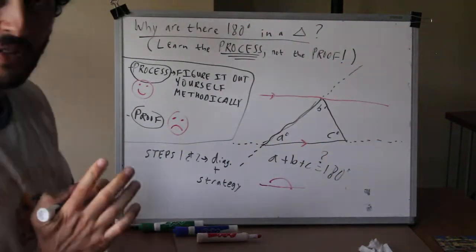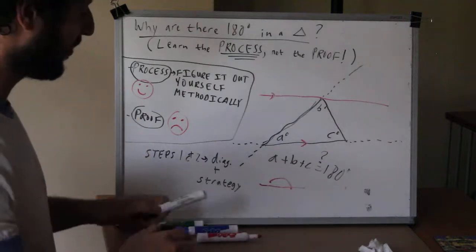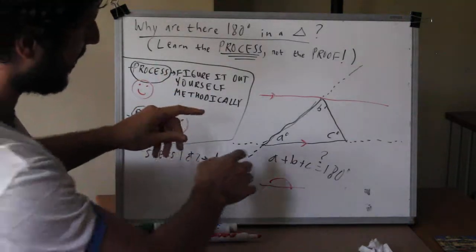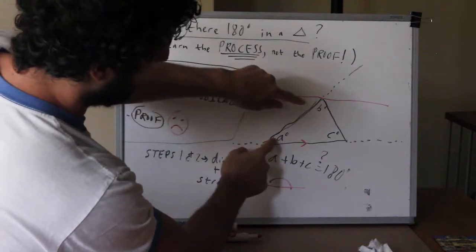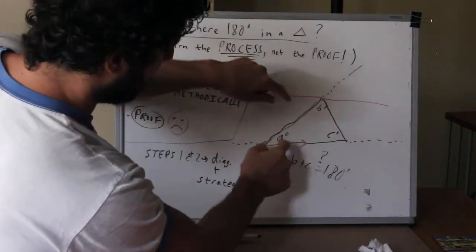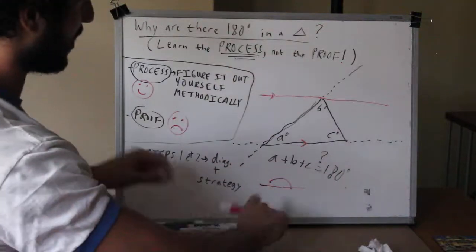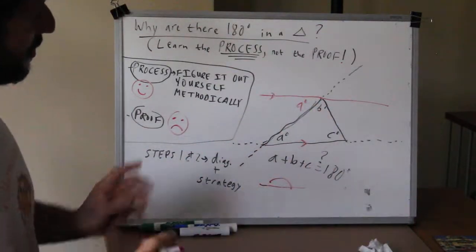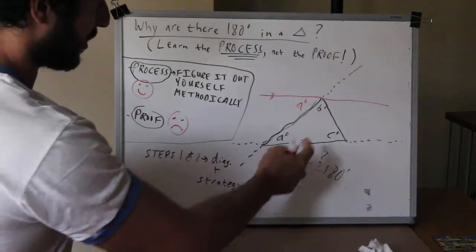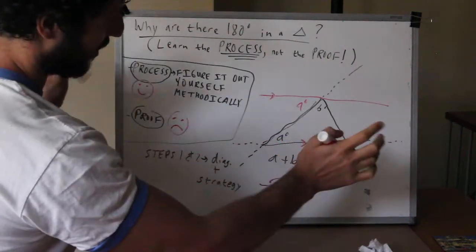So if we've done that and you go back to the previous video, we can see that we have alternate interior angles. So this angle A is the same as this. So in other words, in this letter Z, these are the same angles. So therefore, that must also be A degrees. So you guys probably know where we're going with this. If this is C degrees, you probably know where we're going to go.